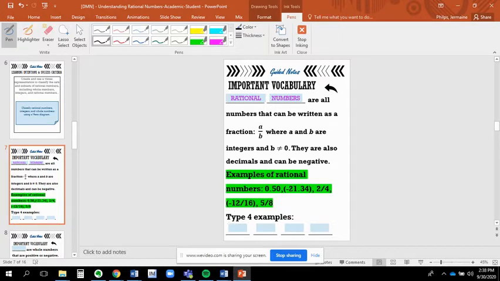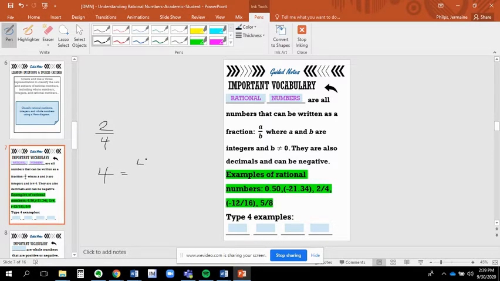So a lot of you probably wrote decimals and fractions. So my question to you would be, we do know that 2 over 4 is a rational number because it's a number that can be written as a fraction. What about if we just took the 4? Is 4 a rational number? The answer to that is going to be yes, because 4 can be written as a fraction. If we wrote 4 as a fraction, it would be 4 over 1.